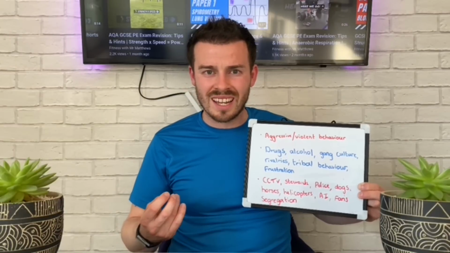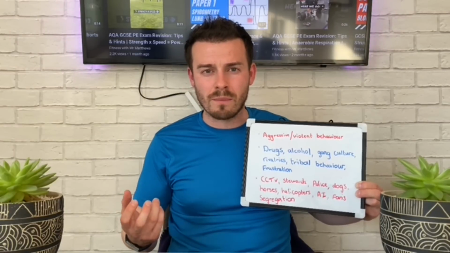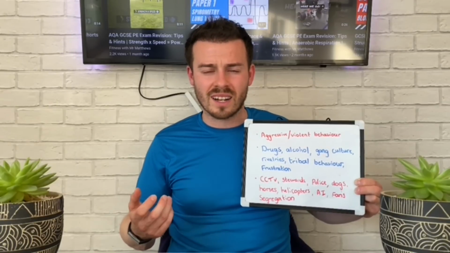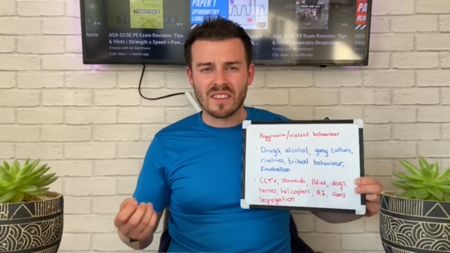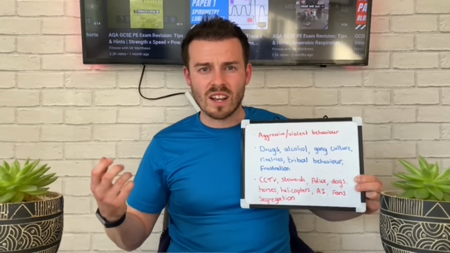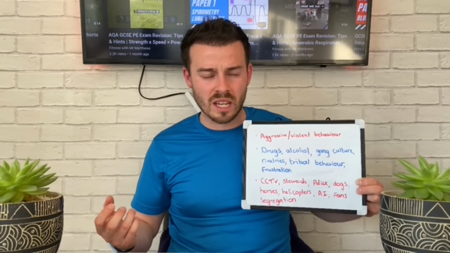It's a known fact that drugs and alcohol lessen inhibition. So basically what that means is following the consumption of alcohol and drugs, people are likely to behave differently. They are less aware of their surroundings, so are more likely to display aggressive and unacceptable behaviour.